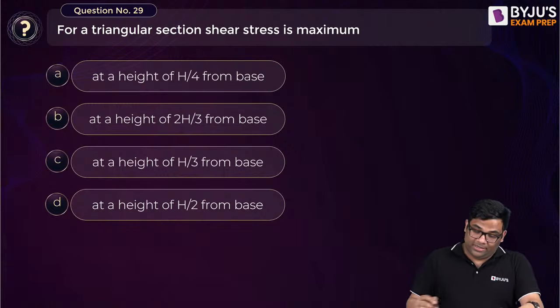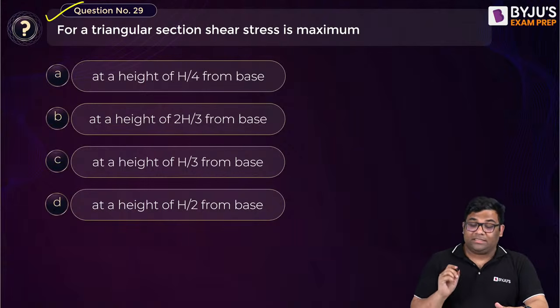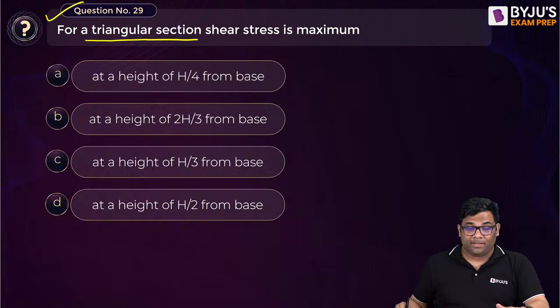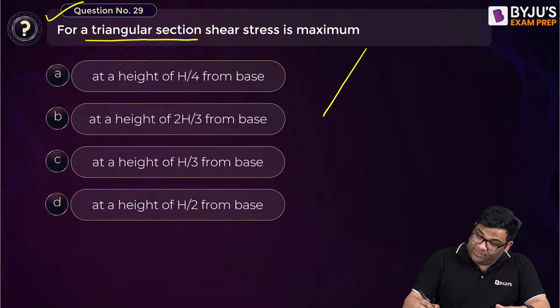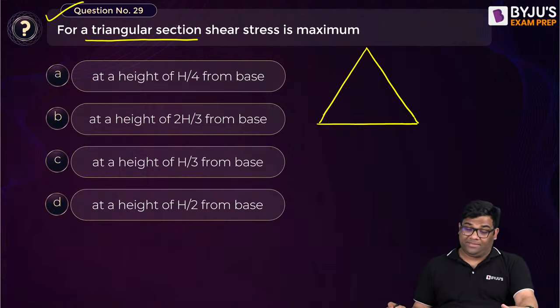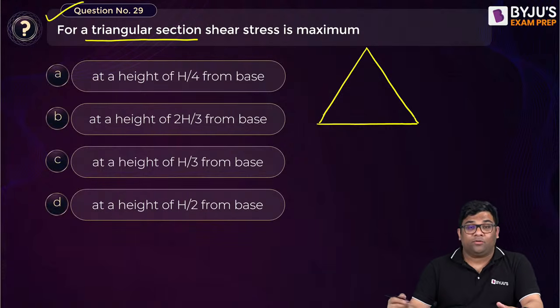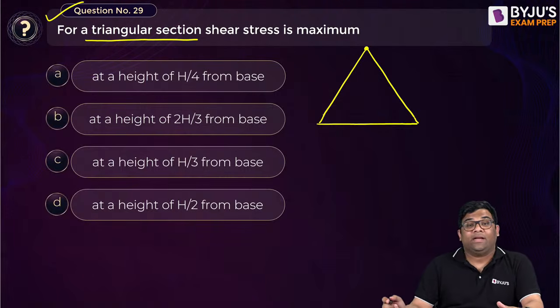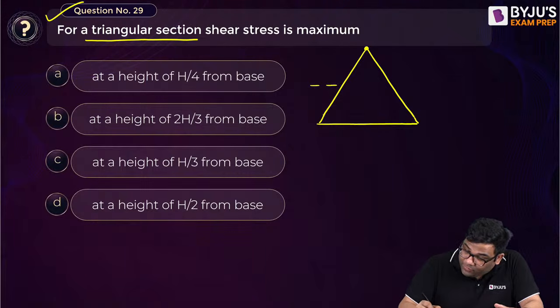Okay, question number 29. The shear stress distribution in a triangular section is maximum where? In a triangular section, where do we get the maximum shear stress? Tell me, direct question. Where do we get the maximum shear stress due to shear force? Obviously, nothing is mentioned. At what height do we get it? We get it at mid depth. Very good. The shear stress is maximum at the mid depth of a rectangular section. So suppose this is a rectangular section like this.